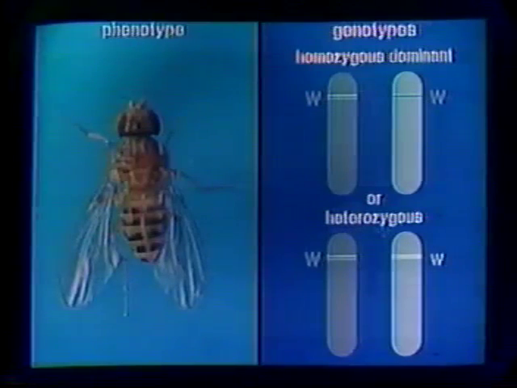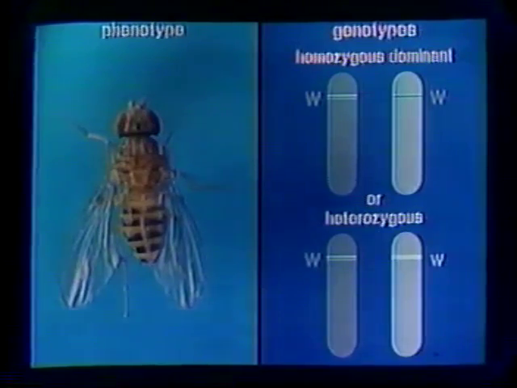Suppose you have a group of flies with normal wings. That is the phenotype. Now, the genotypes that result in normal wings can either be homozygous, with both genes dominant, or heterozygous, with one gene dominant and the other recessive. Suppose that all these flies have the same genotype. How can you determine what that genotype is?